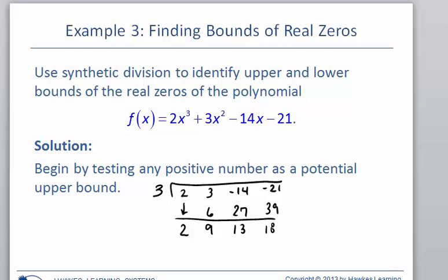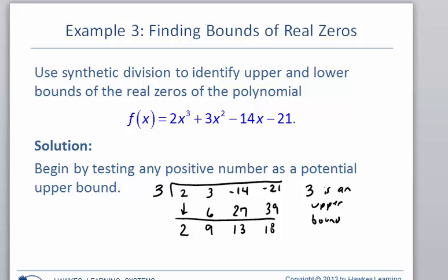So notice now that we have all positive numbers across the bottom, which is what we wanted for the upper bound. So we can conclude that 3 is an upper bound, that there is no zero for the polynomial that is bigger than 3.